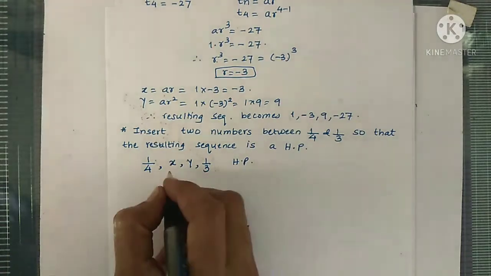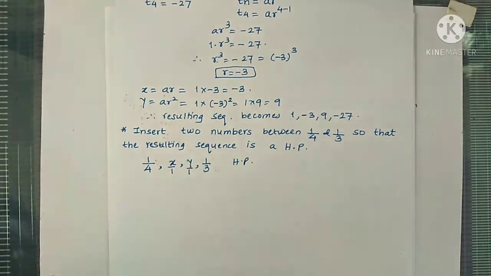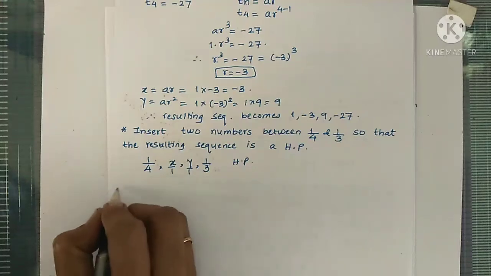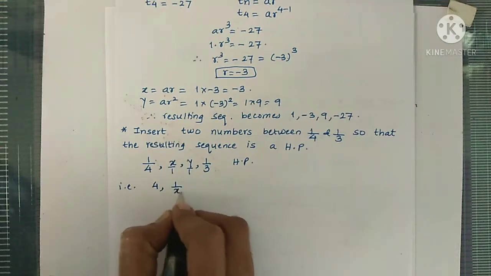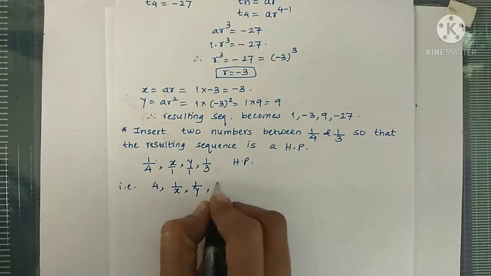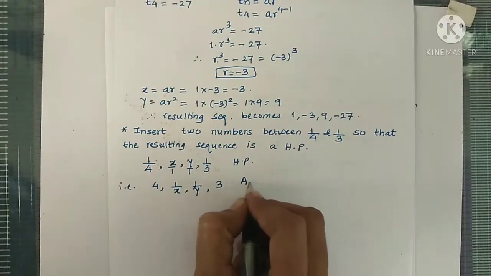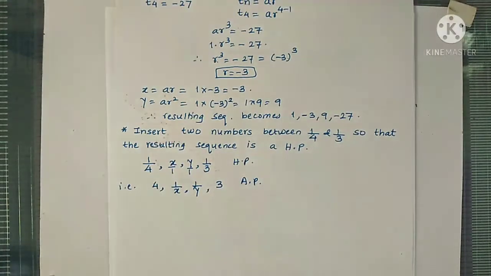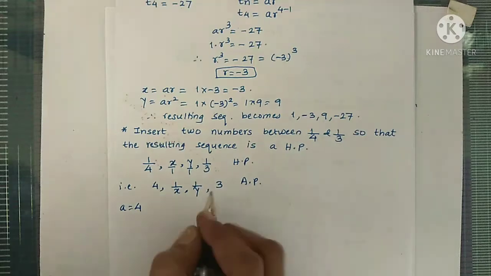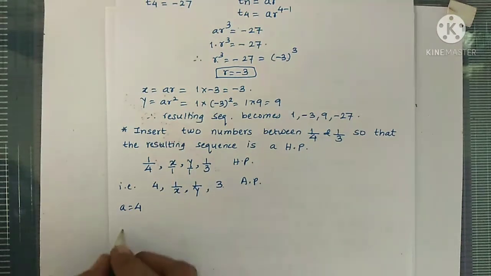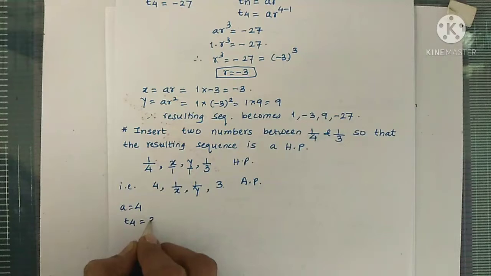HP means what? HP means when we take the reciprocals of all the terms, that sequence becomes an AP. So taking the reciprocals, we get 4 by 1 is 4. Then this is 1 by x. Next one is 1 upon y and this is 3 by 1 is 3. This sequence should be an AP. So we are using the same technique again. Now we have first term of the AP, which is 4, and fourth term of the AP, which is 3. T4 equals 3.